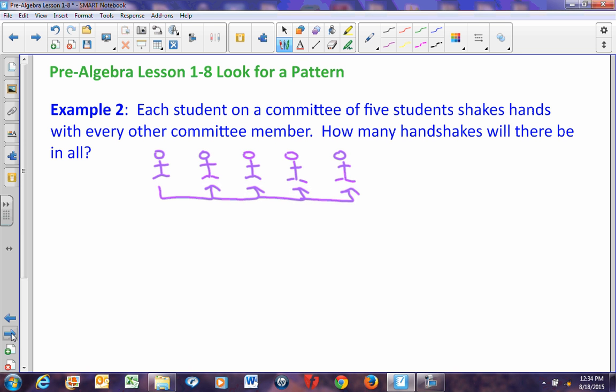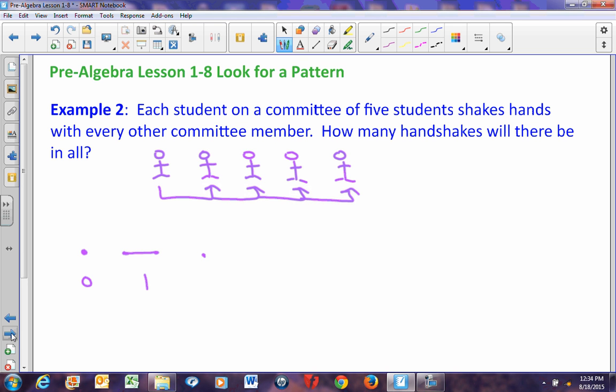So let's think of this. Let's think of the students as being dots. If there is only one student on the committee, there are no handshakes, are there? Okay? There's just one little student, there are no handshakes. Okay, I'm going to represent the students by dots now. 0 handshakes. If there are 2 students, there's only going to be 1 handshake.